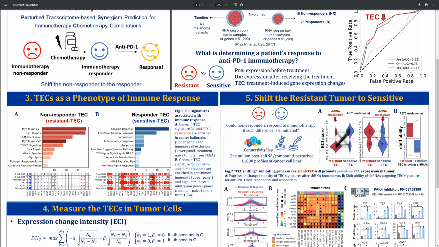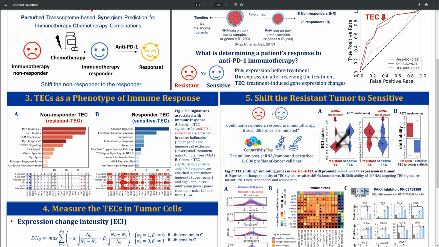As you can see from the pathways, the TAC signature for non-responders is enriched in cancer hallmarks, but the one for responders is very immune-related. We also looked into the relationship between these TACs and immune cell infiltration, and we found the TACs for non-responders are associated with immune cell exclusion, but the TACs for responders are related to higher immune cell infiltration. Clearly, these two TAC signatures describe the immune difference between immunotherapy responders and non-responders.